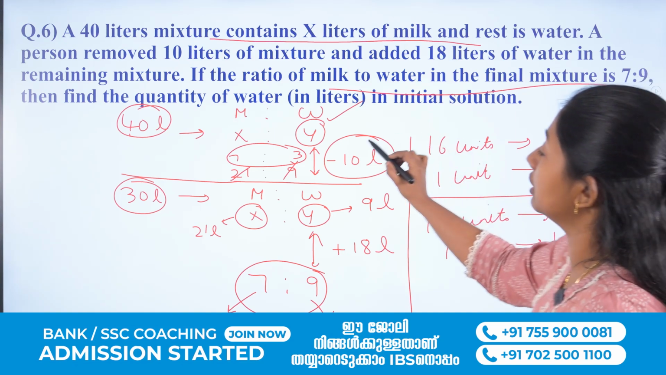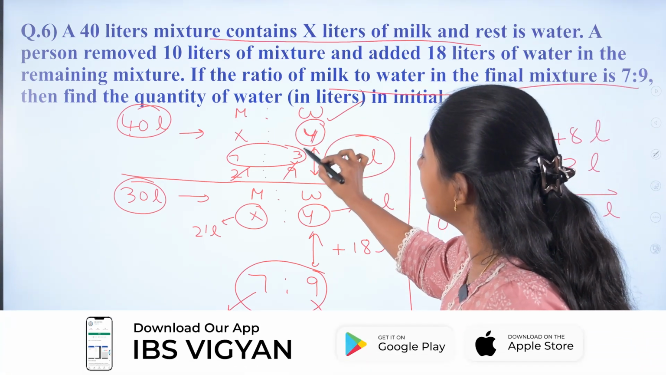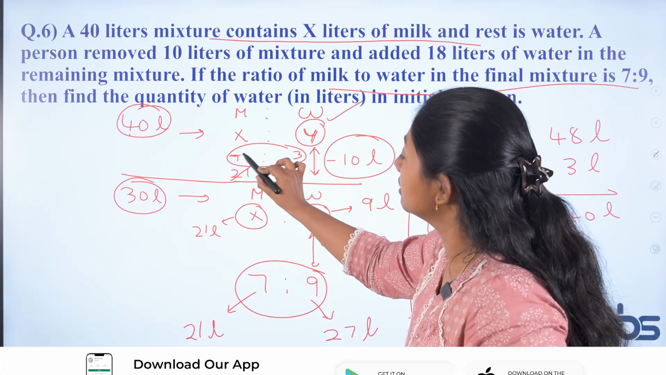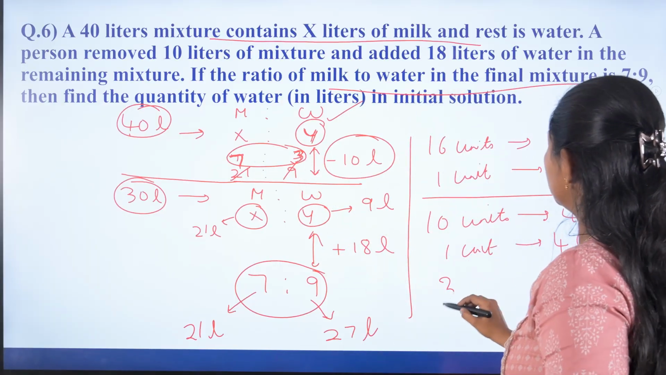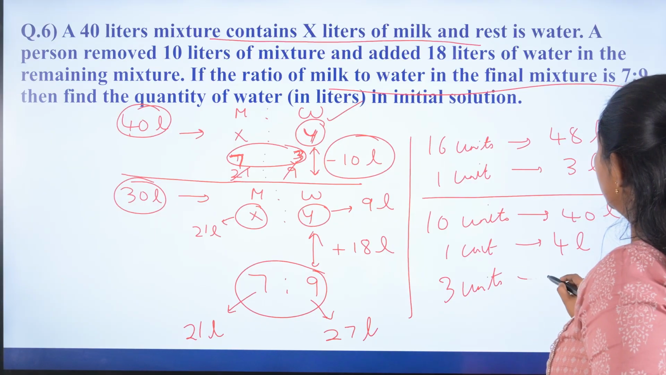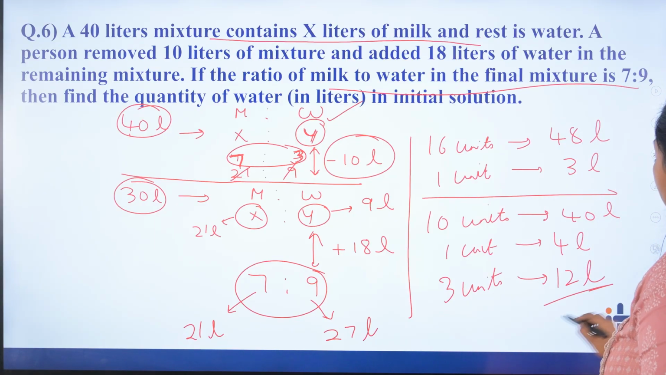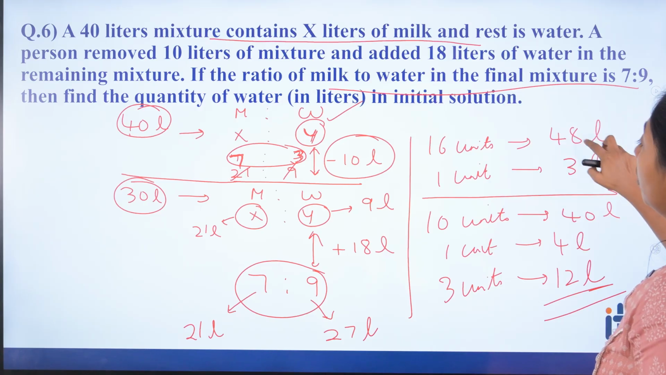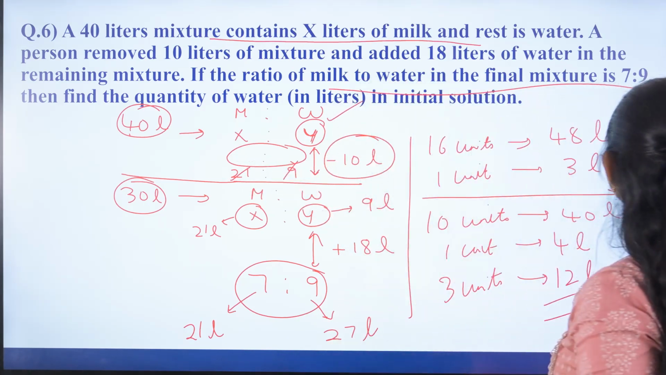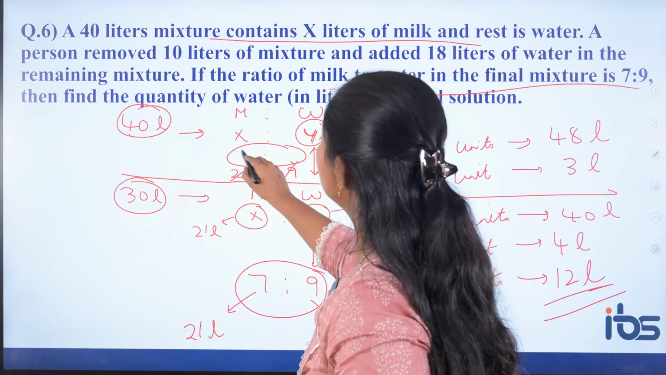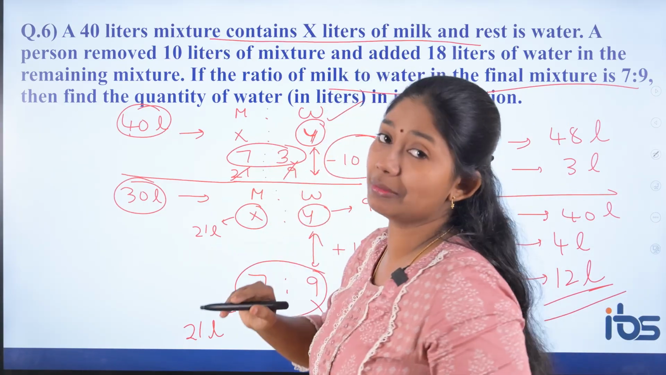What do you want? We want the value of y, because the x is to y ratio has become 7 is to 3. So we need the value of 3 units. 3 units is nothing but 4 into 3, 12 liters. This is the quantity of water which was there initially in the mixture, not the water you have added.